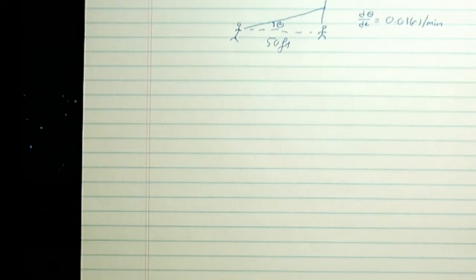Then what we're asked is, at what rate is the distance between the two people changing when theta is equal to 0.5 radians?